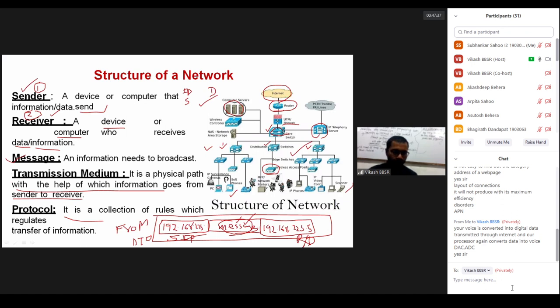Mainly you have to discuss these five things: what is sender, receiver, message, and so on. If it is a long question, you have to draw the structure. If a 4 mark or 5 mark question comes, writing only sender, receiver, message, transmission, protocol is not enough. That is only for 2 marks, and with some structure, 2 or 3 marks. If a 4 or 5 mark question comes, you have to draw the structure.